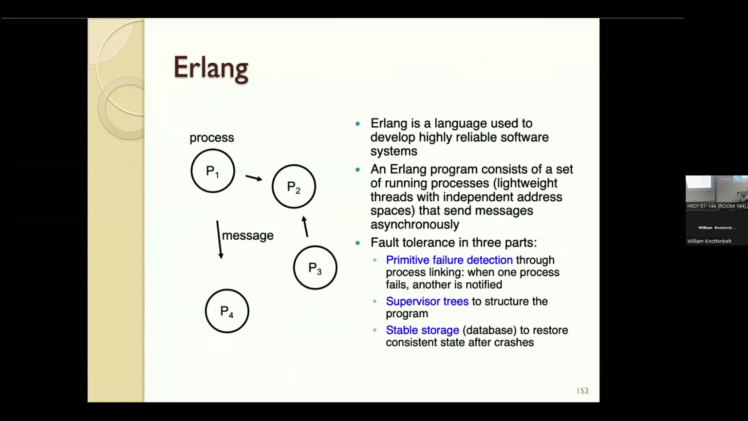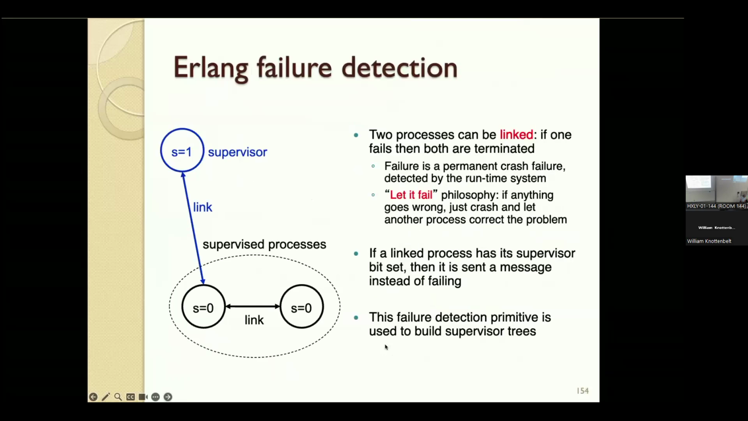So an Erlang program is a system of lightweight threads, send messages, and there's 3 parts for the fault tolerance. So you have primitive failure detection, process linking. When one of these fails, another is notified. Then you have supervisor trees and stable storage. So let me explain in a second just a little bit how it works.